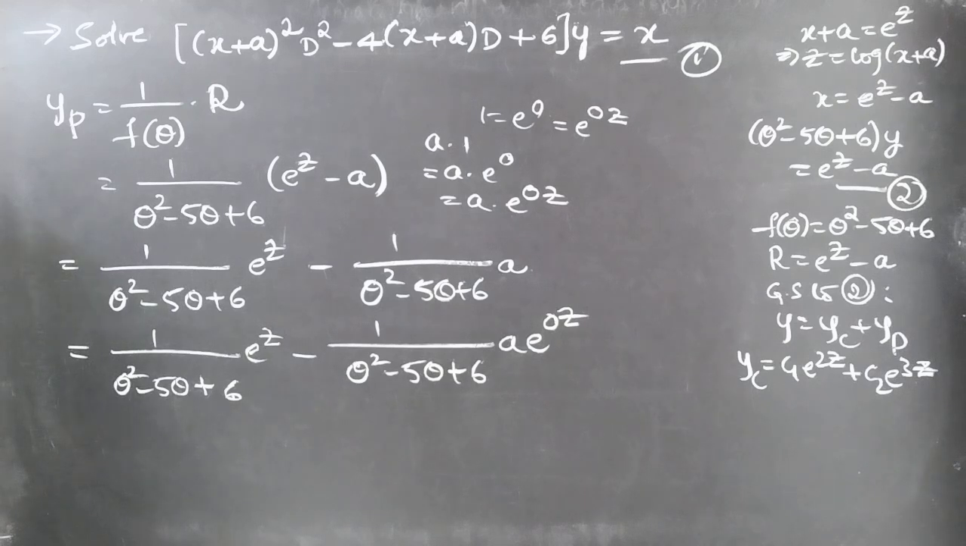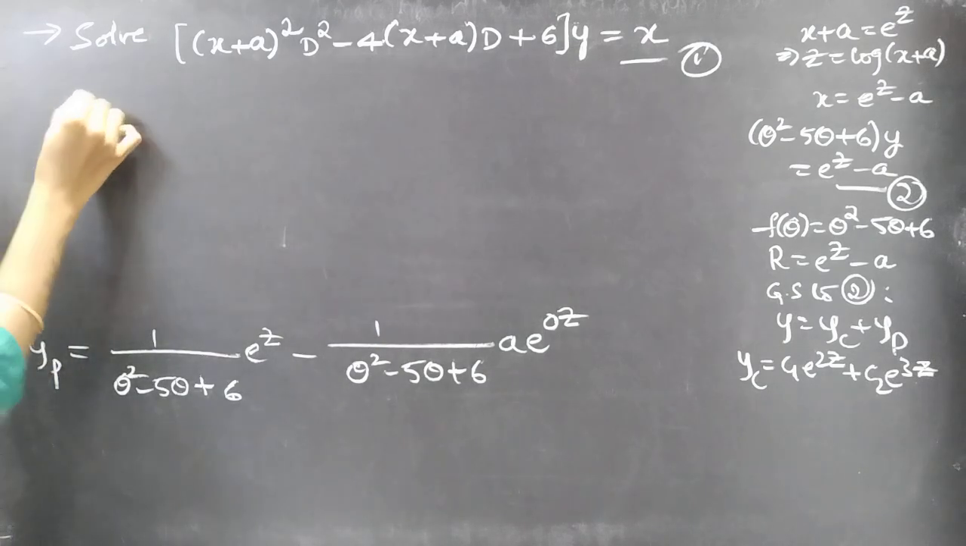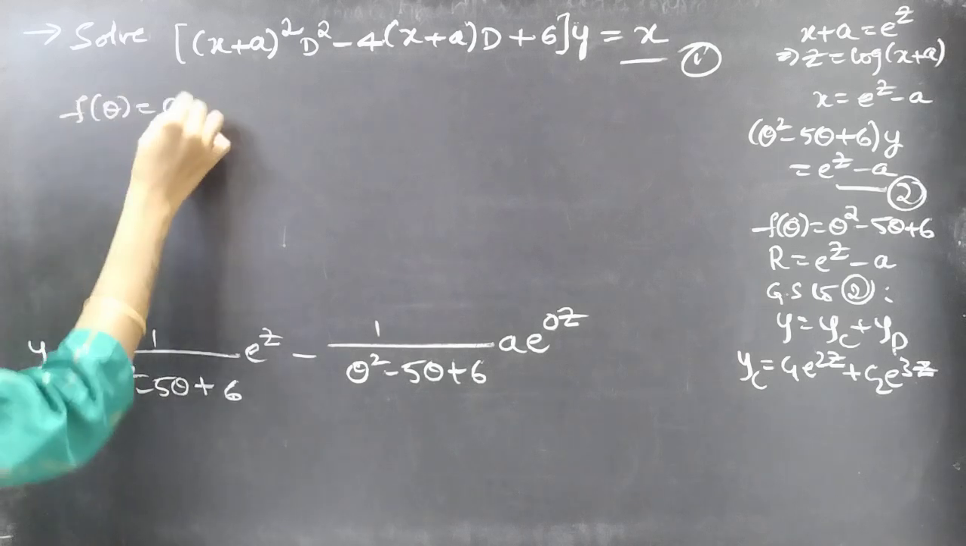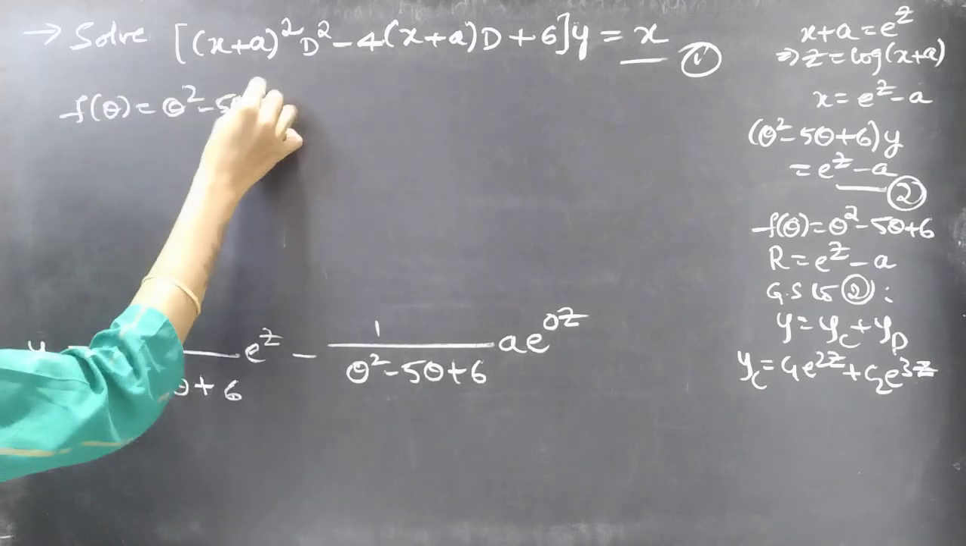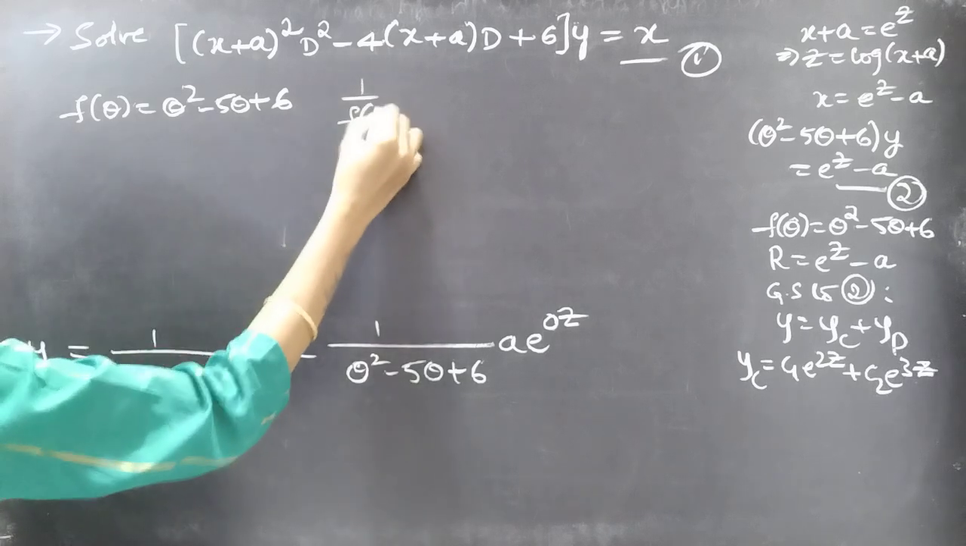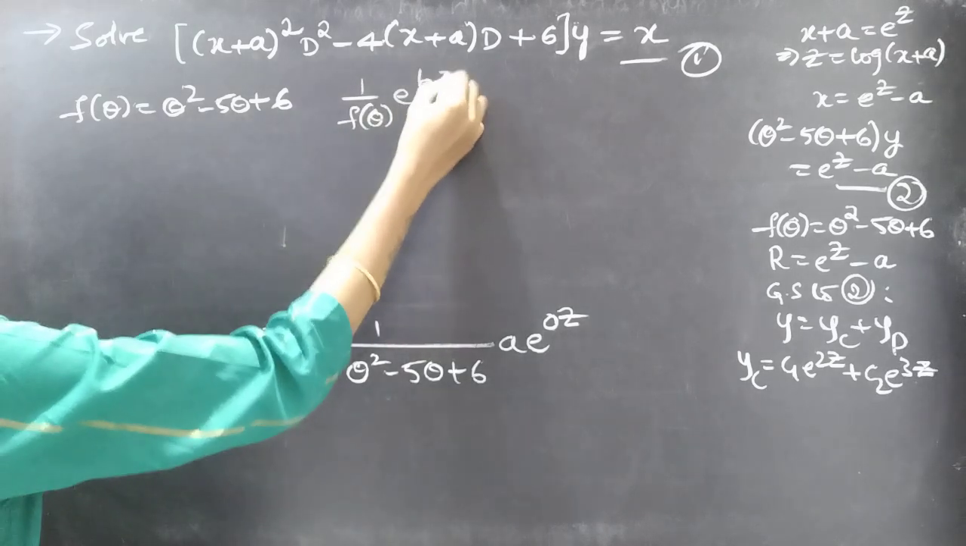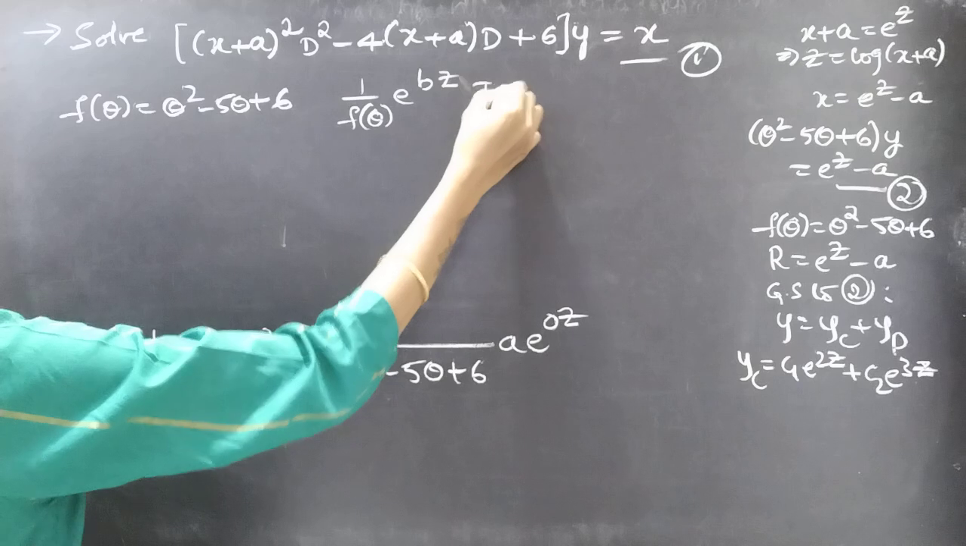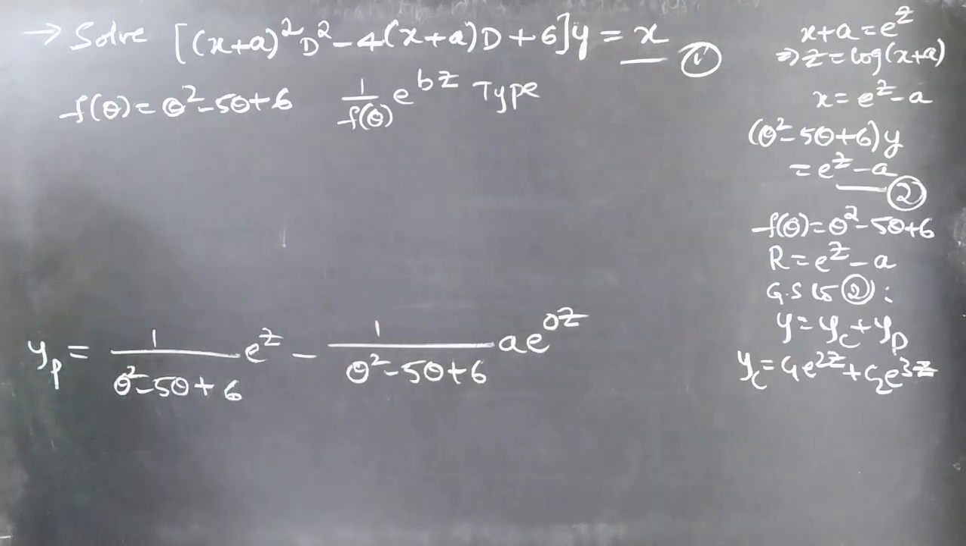Right? Fine. So let's find these two separately for our convenience. We have f of theta equal to theta square minus 5 theta plus 6, right? See, this is of the type 1 by f of theta into e power bz, or e power az.